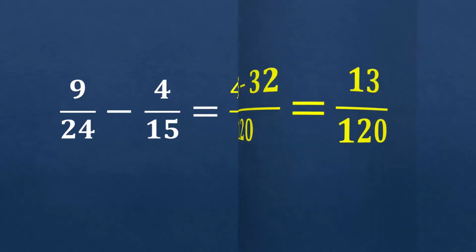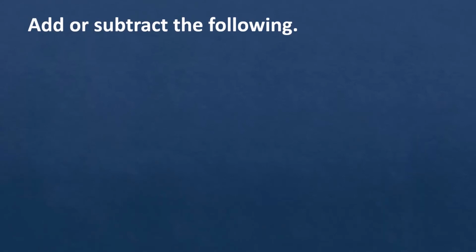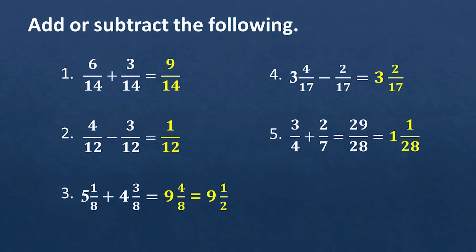Would you like to practice more? Come on! Add or subtract the following fractions. Number 1, 6 over 14 plus 3 over 14 is equal to 9 over 14. Good job! For number 2, 4 over 12 minus 3 over 12. The answer is 1 over 12.